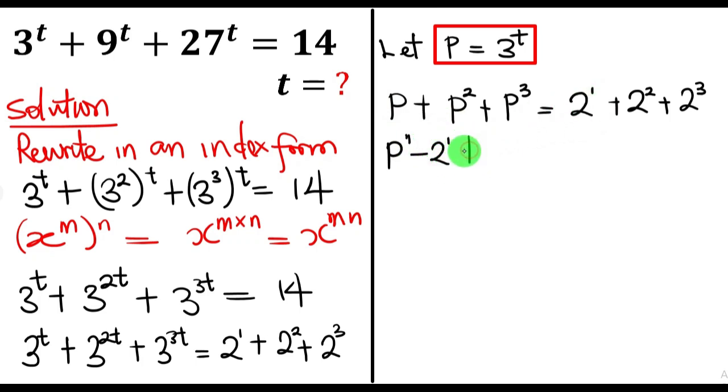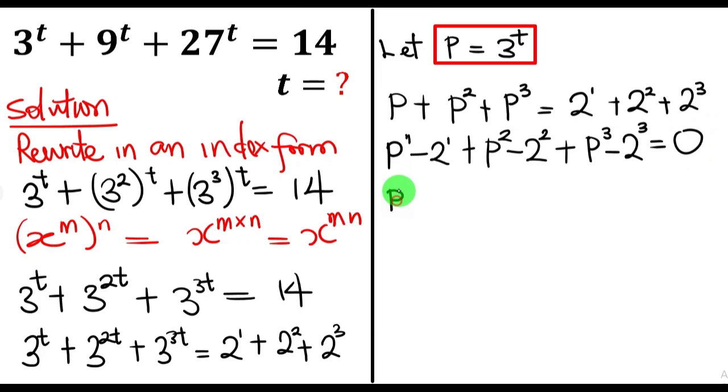This plus is still there, then this p raised to the power of 2, bringing in 2 raised to the power of 2, is going to be minus 2 raised to the power of 2. Then this plus is still there, plus p raised to the power of 3, then this 2 raised to the power of 3 is going to become minus. By bringing it to the left hand side, we have 2 raised to the power of 3, but this time around equals 0.